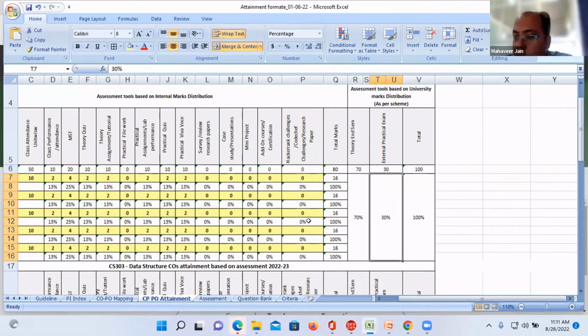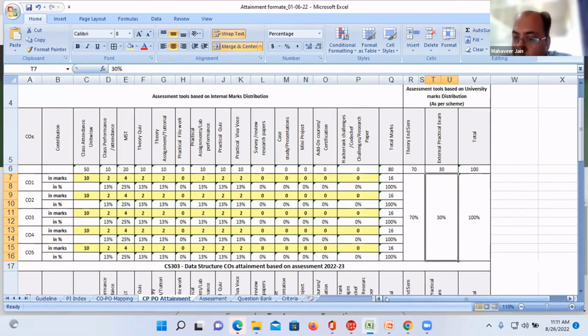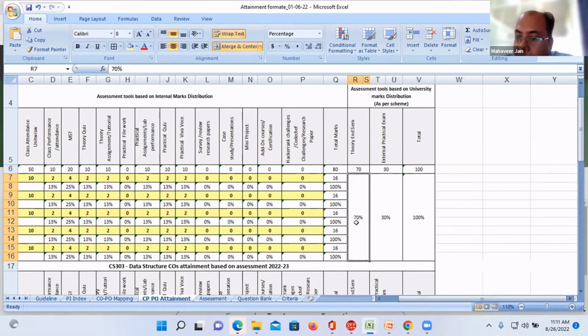So my whole process is divided into internal, the numbers the college has in hand, and external, the numbers the university has in hand. In my subject, data structure, the total is 150 numbers. Out of 150 numbers, 50 numbers are in the internal hands and 100 numbers are in the external hands. Out of the 100 numbers, the university will ask the theory examination for 70 numbers and 30 numbers for the external examination.